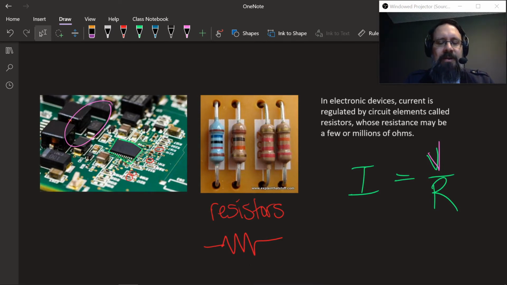Depending upon what sort of currents you want to flow through your device and through different parts of your device, you just need to change the resistance. And so that's essentially Ohm's law. Ohm's law is one of the most useful tools for electricians. They use it all the time.